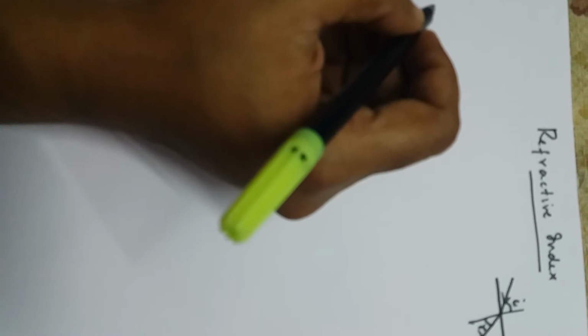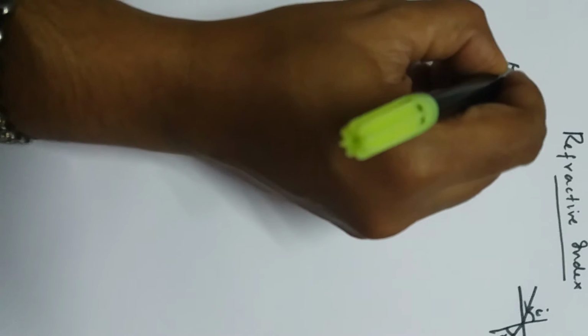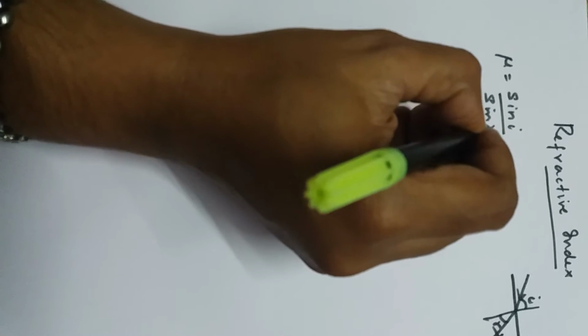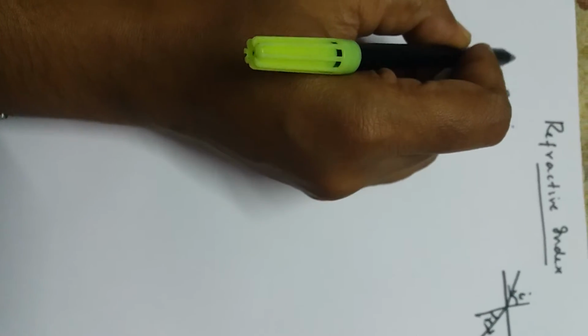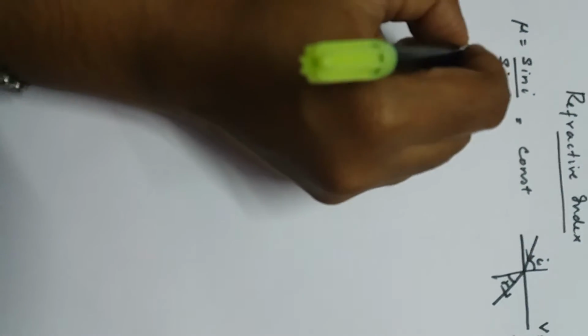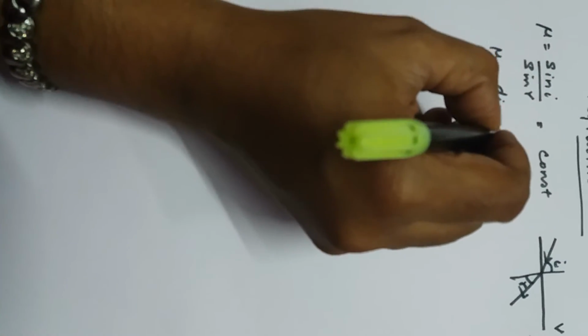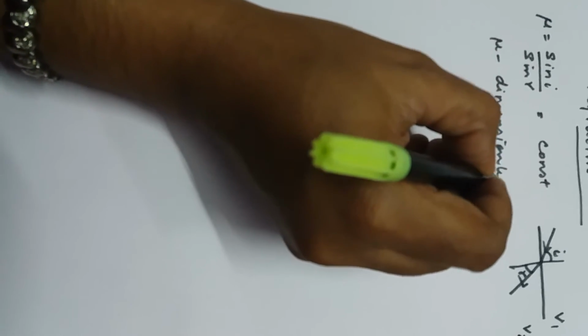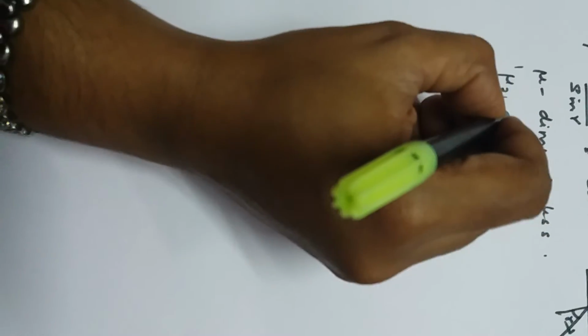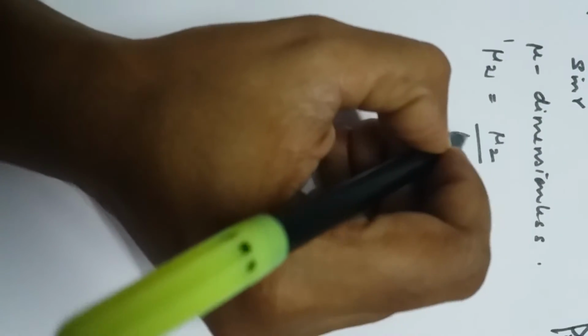Now this defines the refractive index according to Snell's law of refraction, that is, the ratio of sine of angle of incidence to sine of angle of refraction is a constant and is given by the letter mu, which is called the refractive index. Mu is a dimensionless quantity. This mu can also be written as mu21, which is the refractive index of the second medium with respect to the first medium.